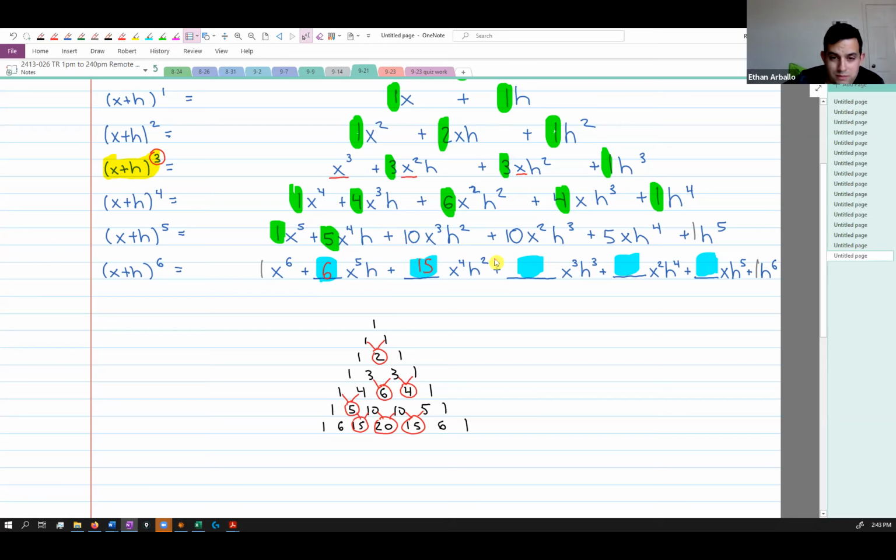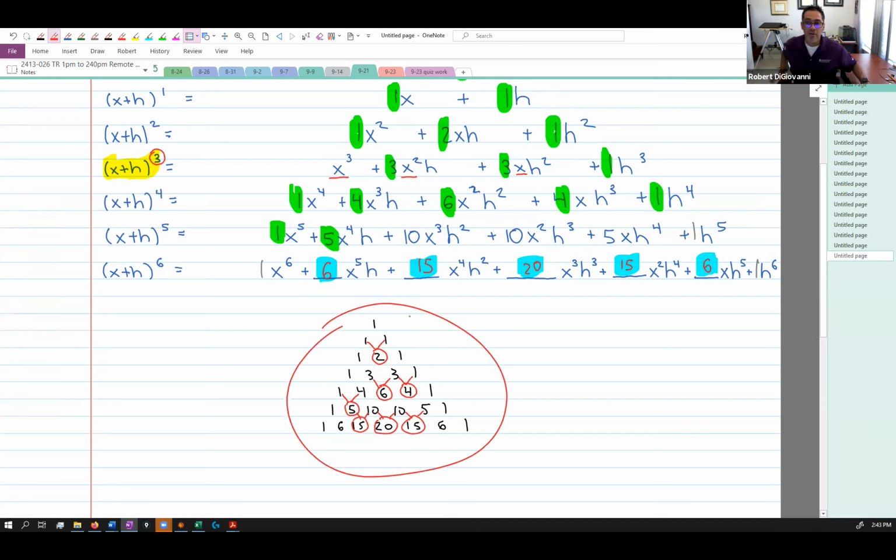Okay, now careful because it's hard to see this. This one should be the sum of these two, right? Yeah. So 20. And then this one should be the sum of those two, 15. This one should be the sum of those two, 6. And then the last one's 1. This right here is known as Pascal's triangle, named after a mathematician, last name Pascal, but Pascal was not the one who discovered it. So I don't know why he gets credit for it, but he does.